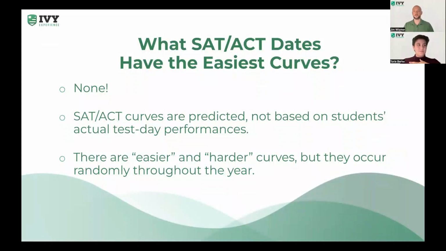If any of you have older students that have already taken the test, you might have them come home, hopefully they knew in advance, but maybe not, and say there was a fifth section and they don't know what happened. That's because they do some experimenting with these sections before the test date comes. They see how people do, and it's based on those predicted curves. So there are easier and harder curves throughout the year, but they are distributed completely randomly, and they're not at all based on the time of year or who's taking it or anything like that.